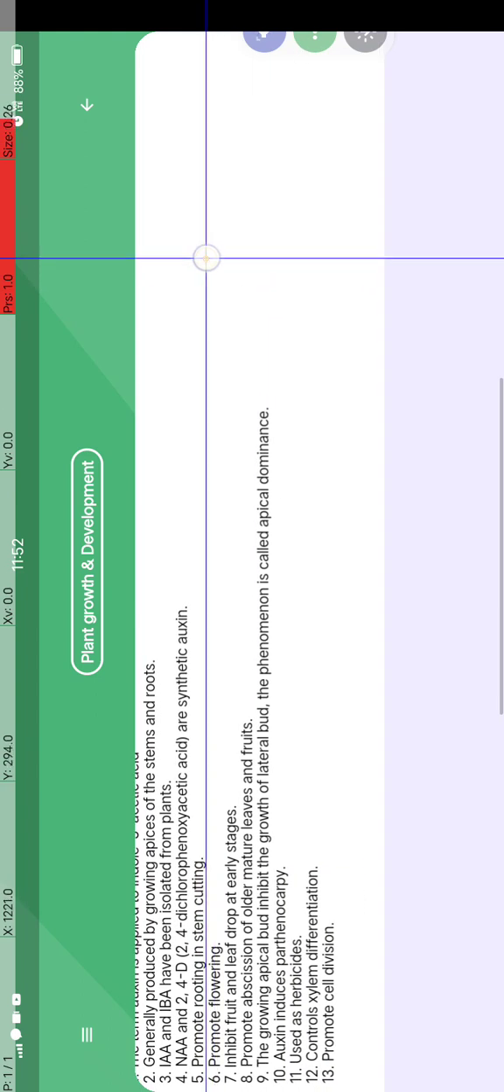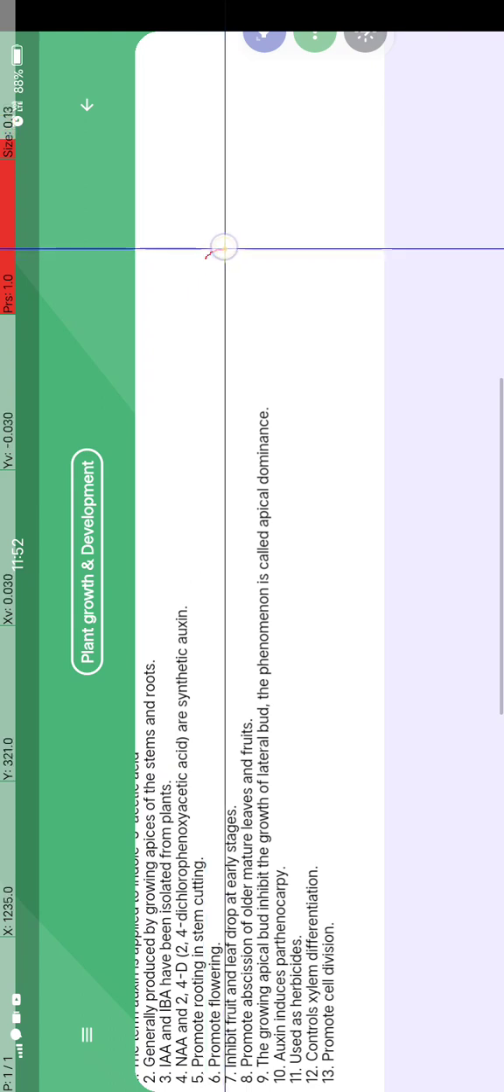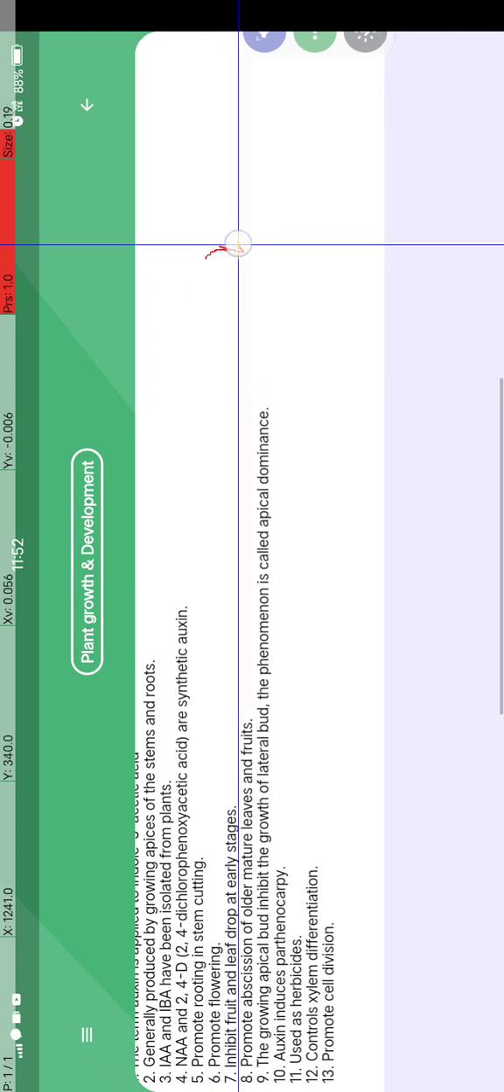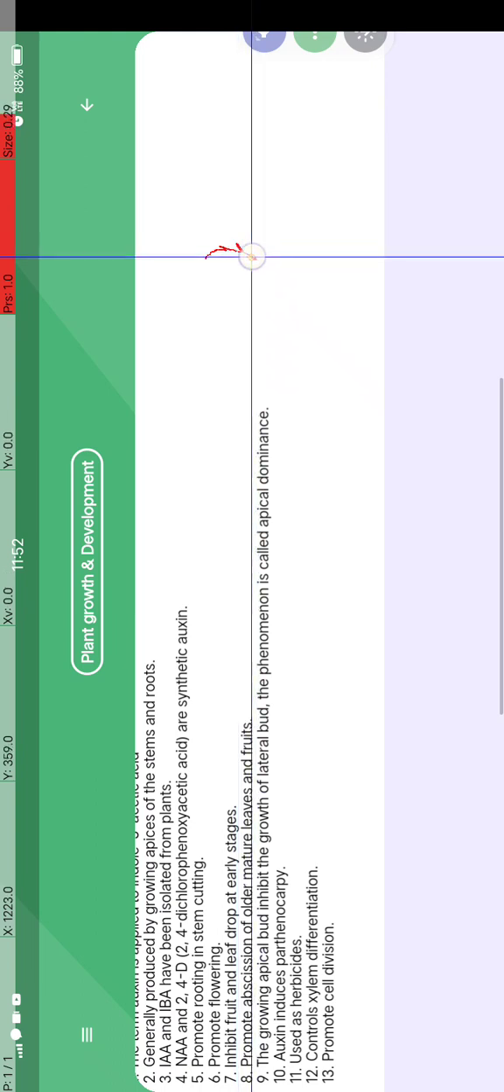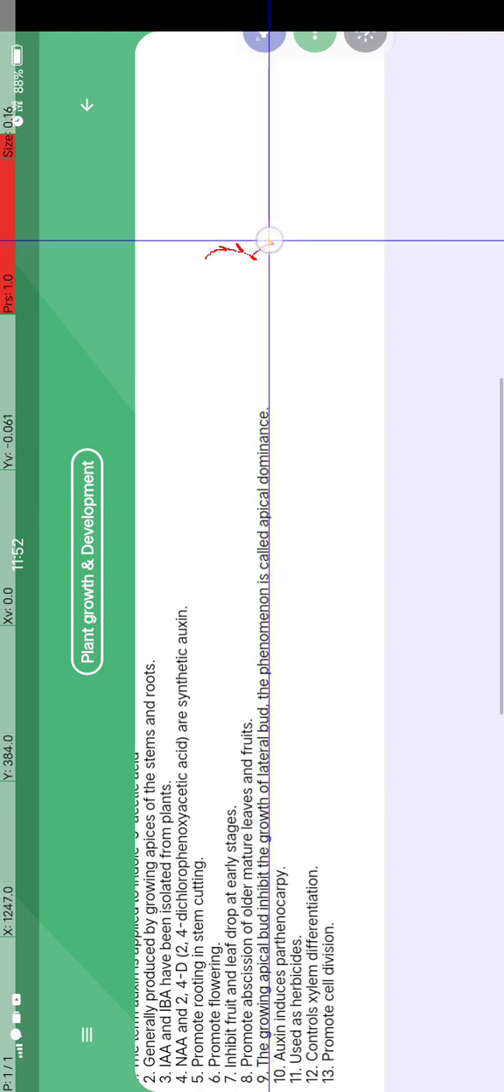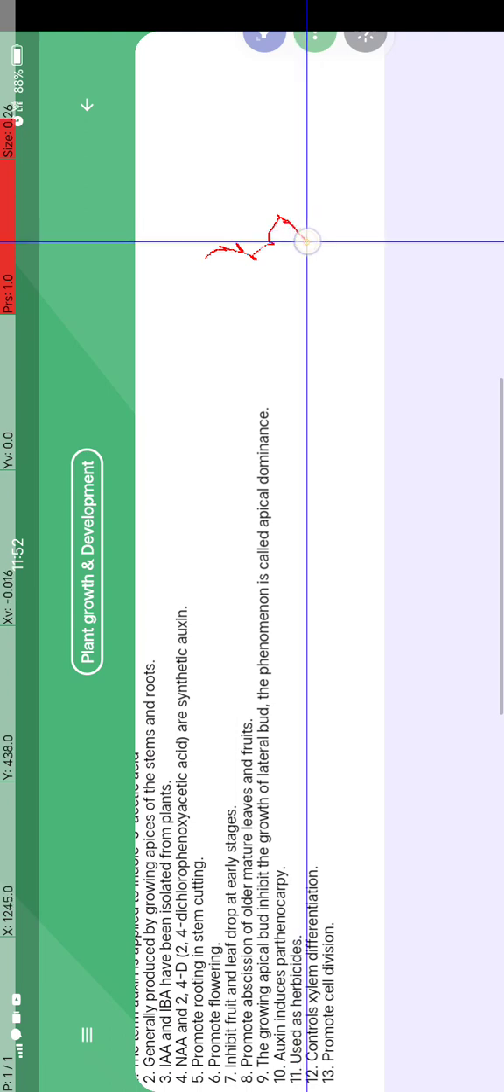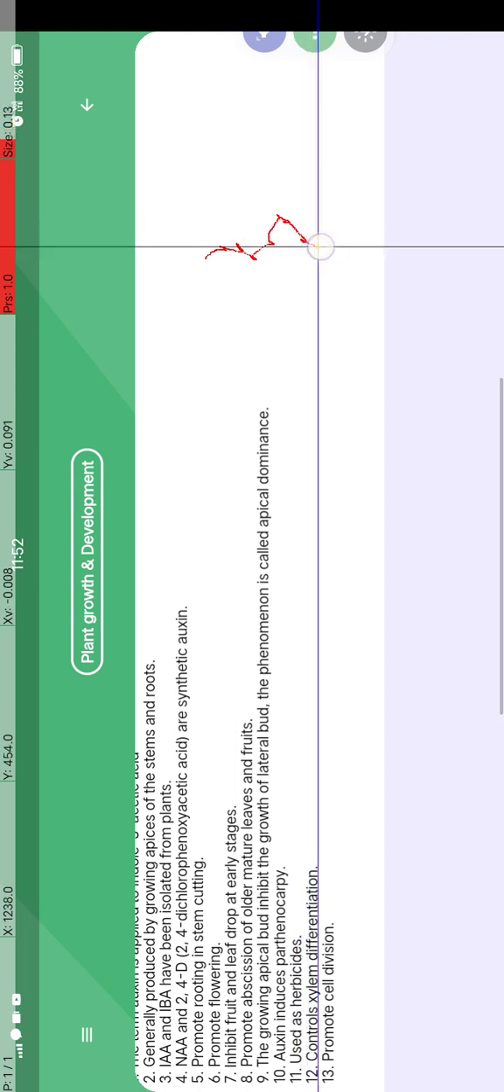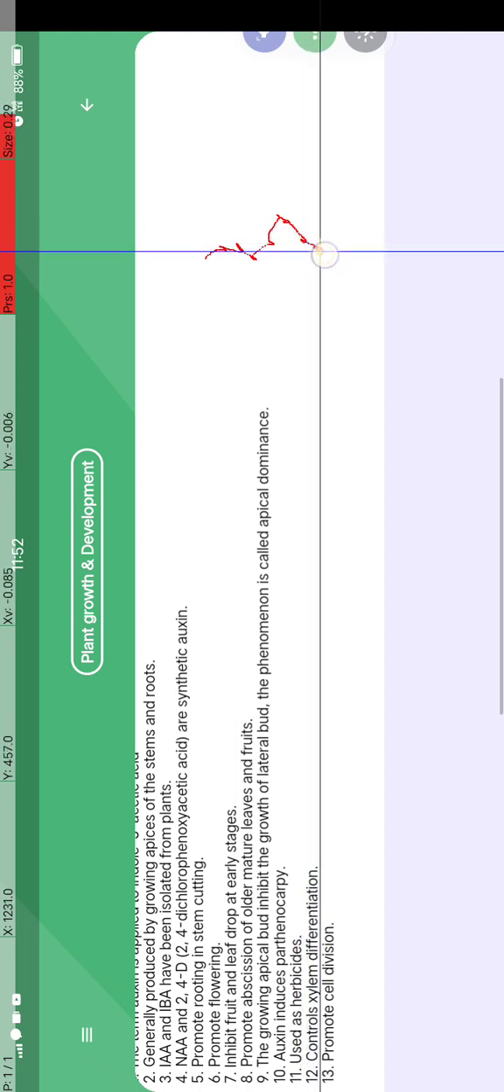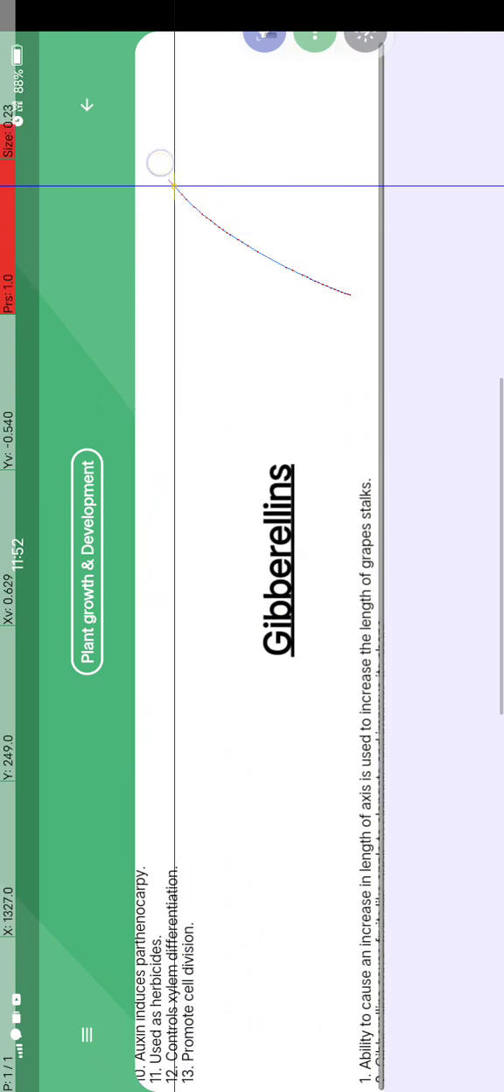Auxins promote rooting in stem cuttings and promote flowering. They inhibit fruit and leaf drop at early stages, and promote the abscission of older mature leaves and fruit. The apical bud inhibits the growth of lateral buds, and this phenomenon is called apical dominance. Auxin induces parthenocarpy, is used as herbicide, controls xylem differentiation and promotes cell division.